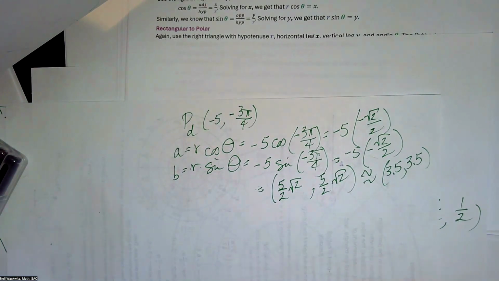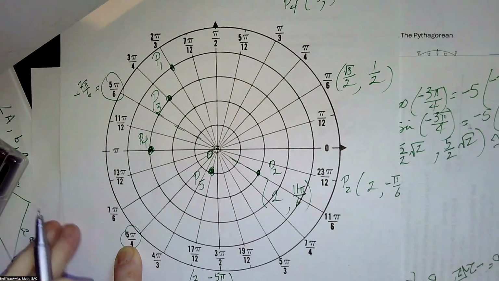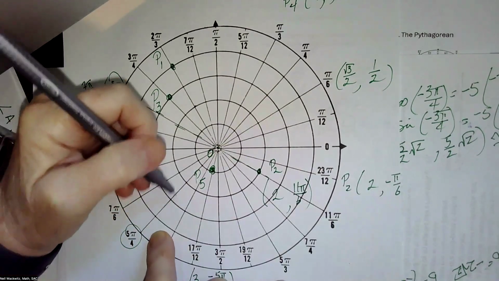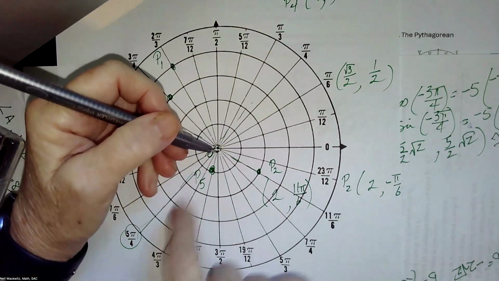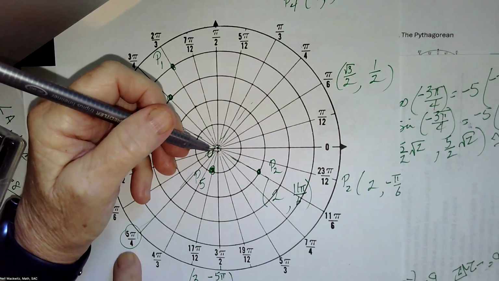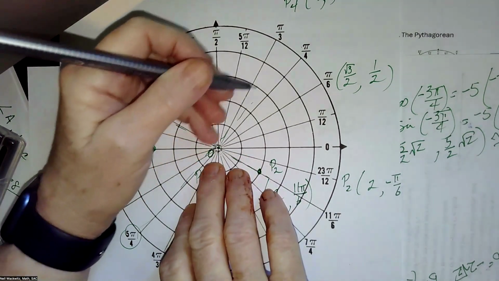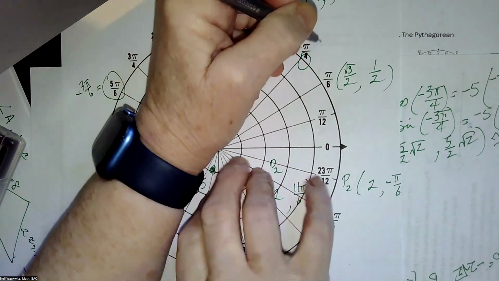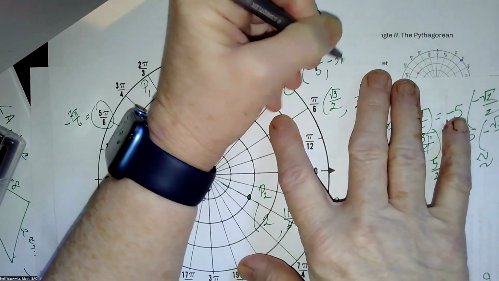And let's look at that one. We said that negative 3 pi over 4 is in quadrant 3, and that r was negative 5. So I'm going to use this pi over 4 line, but I'm not going to go toward 5 pi over 4 or negative 3 pi over 4. I'm going to go the opposite way. And I'm going to go 5 units. So 1, 2, 3, here we go. 1, 2, 3, 4, 5. So this is the point negative 5, negative 3 pi over 4.